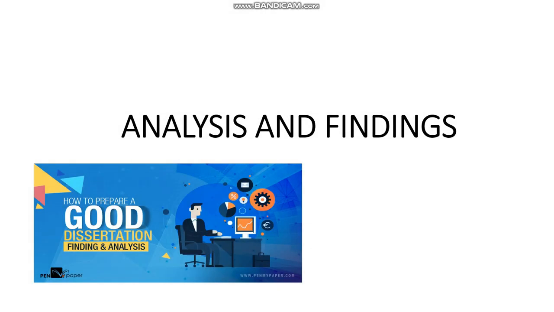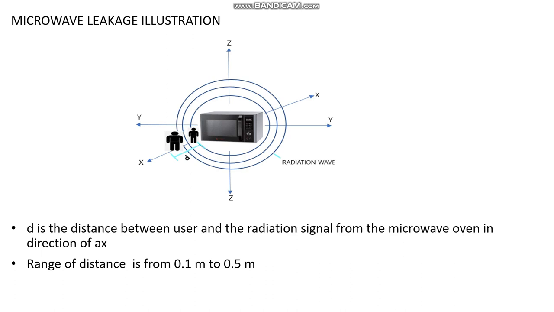Hi guys, I'm Tan. Today I would like to present to you the analysis and findings of the results from our project, which is the radiation absorber. First of all, I would like to present the microwave leakage illustration, which can be shown in this figure. In this figure, we can see a circular shape that surrounds the microwave oven, which is the radiation waveform produced by the microwave oven itself. D is the distance between the user and the radiation signal from the microwave oven in the direction of AX.